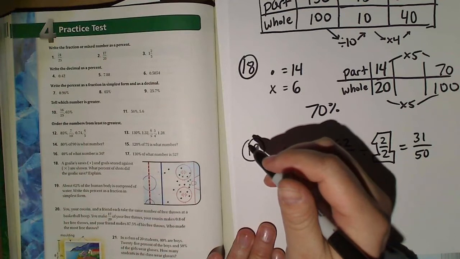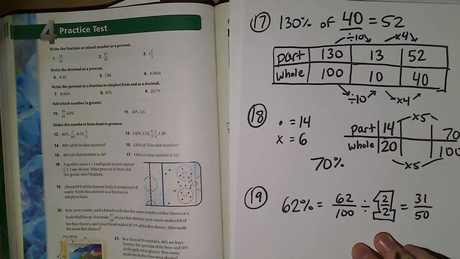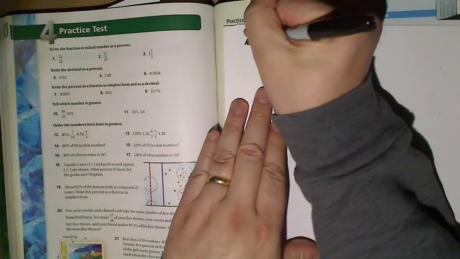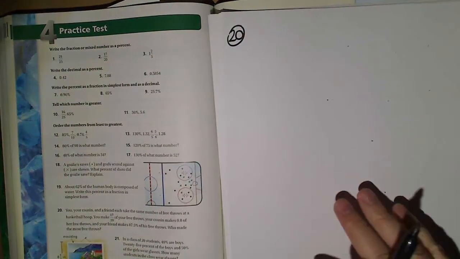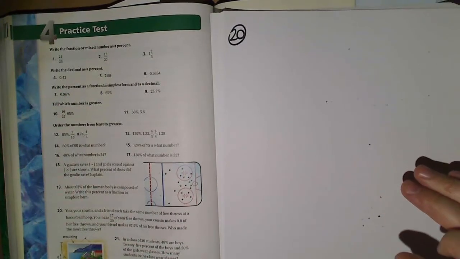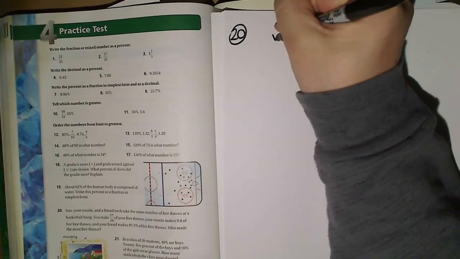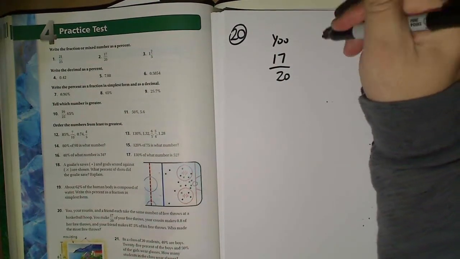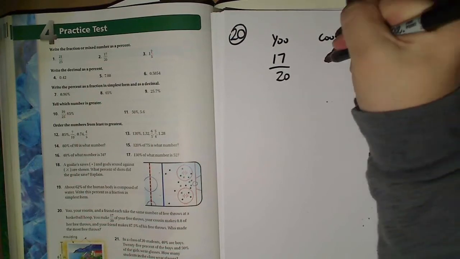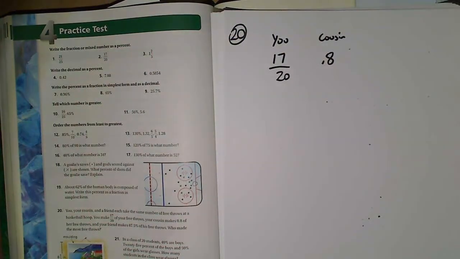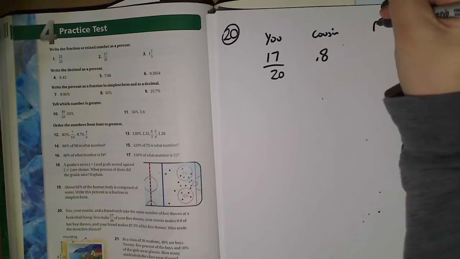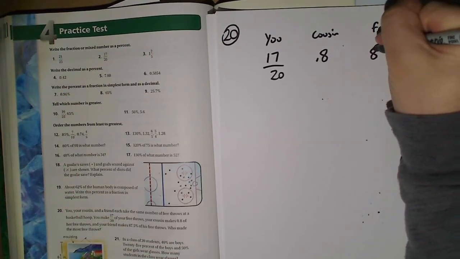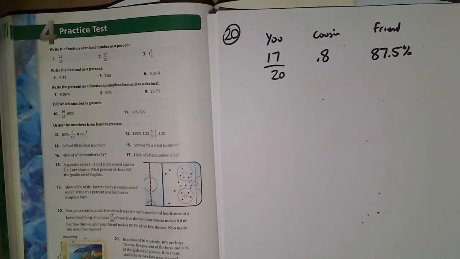Number 20, I think I'm going to give myself a new page here for this one, just to make sure I have plenty of room. Here's number 20. It says you, your cousin, and a friend each take the same number of free throws at a basketball hoop. You make, let me make a little chart here. You make 17/20ths. Your cousin makes 8/10ths, and your friend makes 87.5% of their free throws. Who made the most free throws?